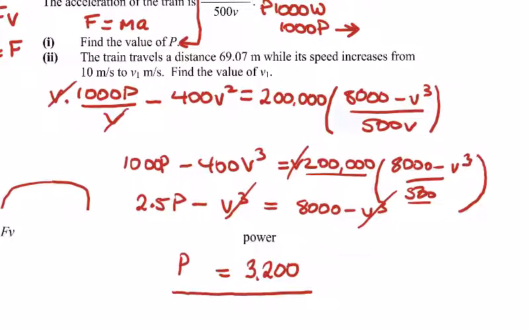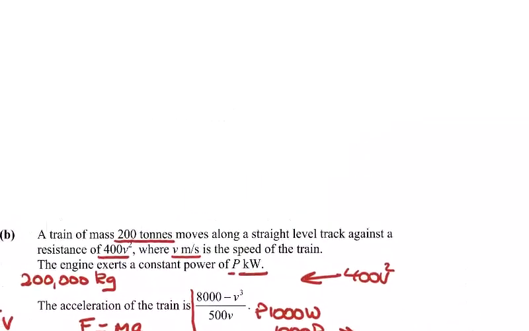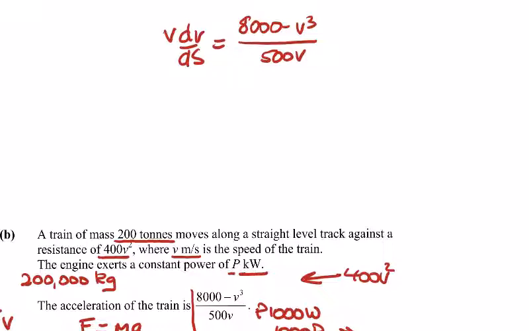Then part 2: the train travels a distance while its speed increases. Find the value of V1. So let's look at acceleration again. 8,000 minus V cubed over 500 V is my acceleration. This is going to be V dv ds. We're looking at distance and velocity.